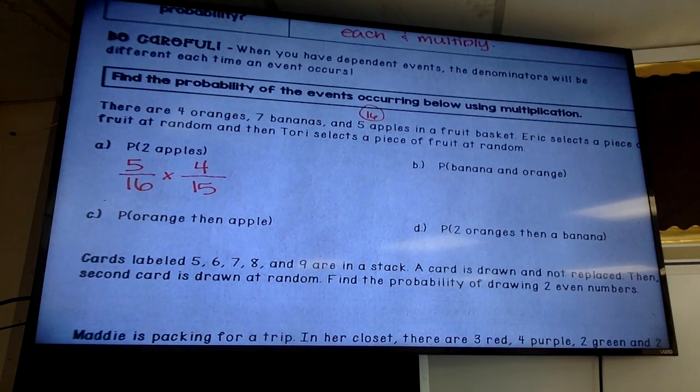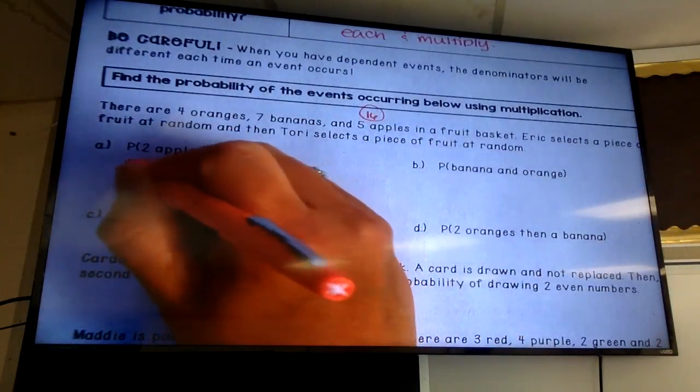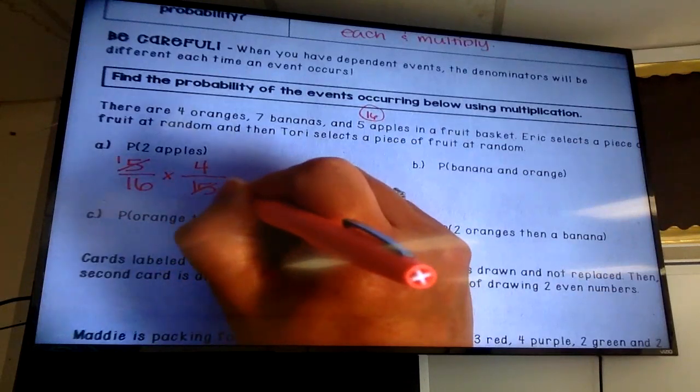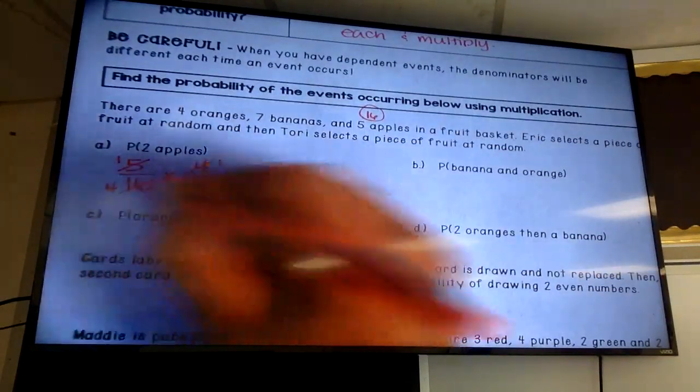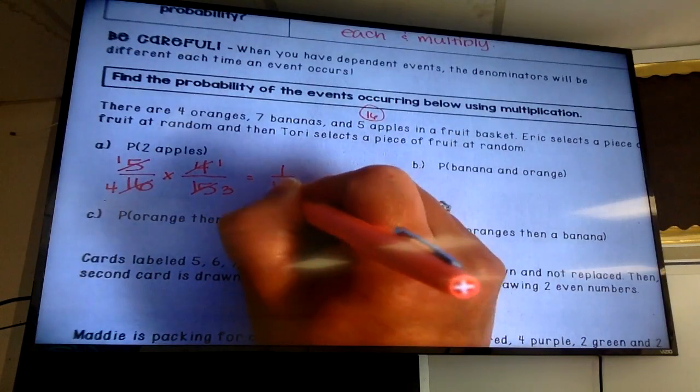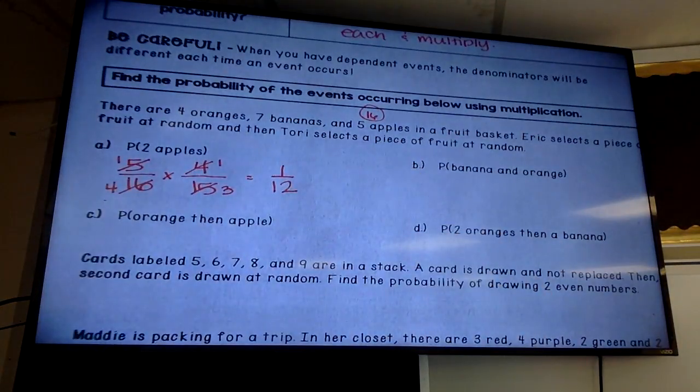To figure out the probability of both of them picking an apple, I have to multiply. So let's do some cross simplification. This is going to become a 1, and this is going to become a 3. This will become a 1, and this will become a 4. And if I multiply across, I know there's a 1 in 12 chance that both Tori and Eric are going to pick an apple from the fruit basket.